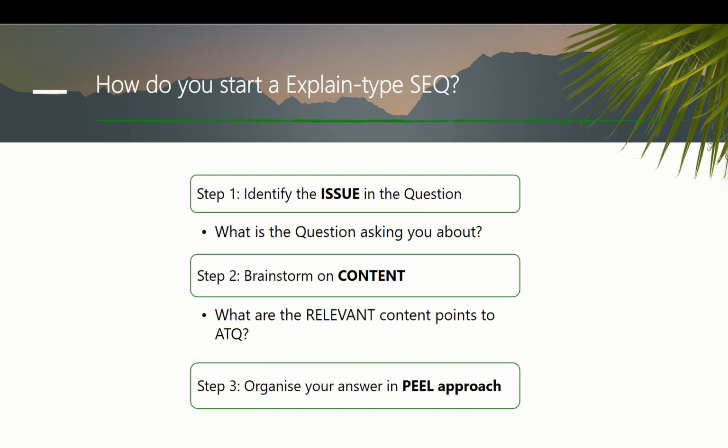So how do you start an explain type SEQ? First and foremost, identify the issue in the question. What is the question actually asking you about? Second, brainstorm on the content. You should be thinking about the relevant content points that answer the question. And thirdly, organize your answer in a PEEL format.